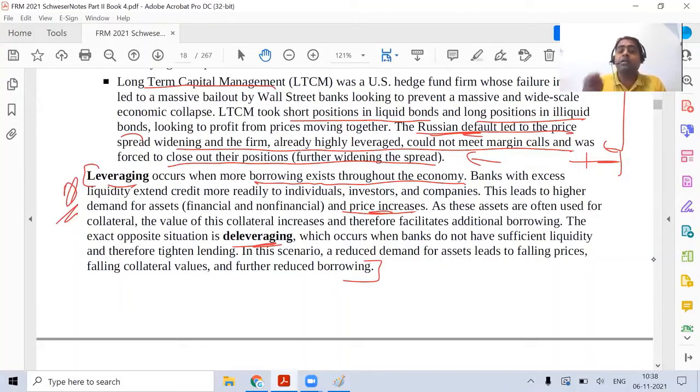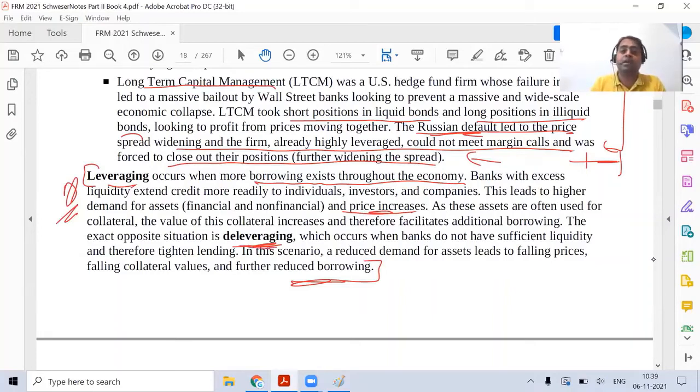For the same collateral, you are not able to raise a sufficient amount of money because a haircut will lead to you getting a lower amount of money. So your borrowing will get reduced because the price of the asset is going down. Previously for a $100 asset you were able to raise 90. If the prices are going to 110, you can raise 92, 95, 97. But if the prices are going down, you cannot raise 90. You will have to raise 80, 85. That is the impact of leveraging and deleveraging.